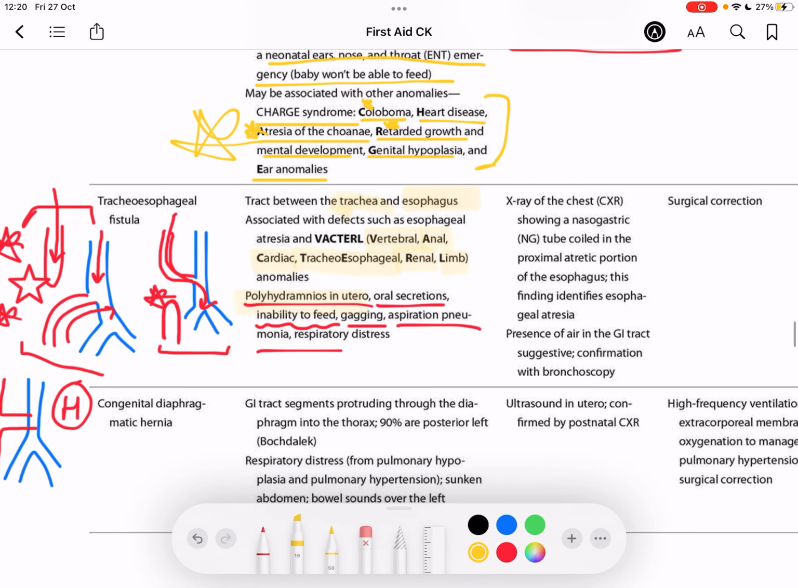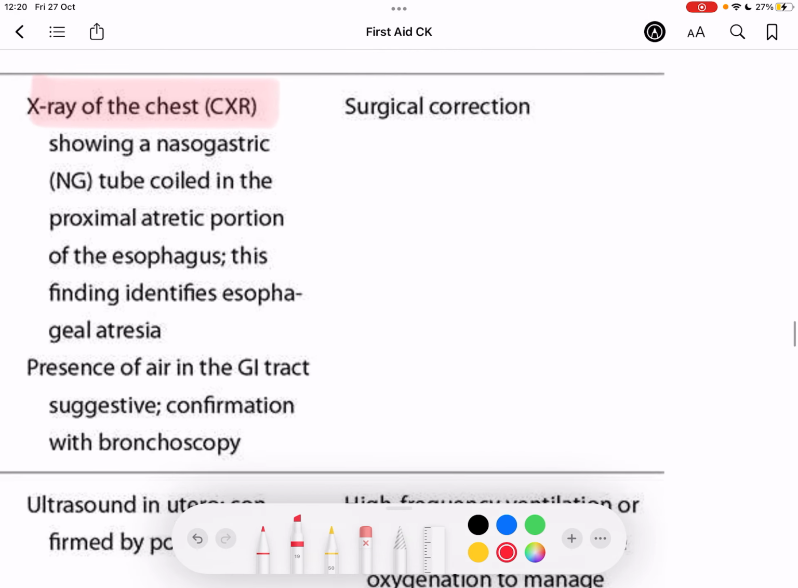So in terms of our diagnosis, we're going to do a chest x-ray first, okay? And there's a very, very famous sign where we see a coiling of the NG tube.